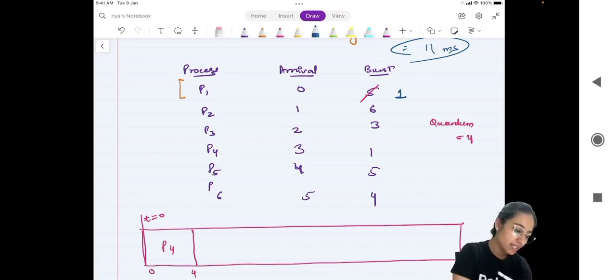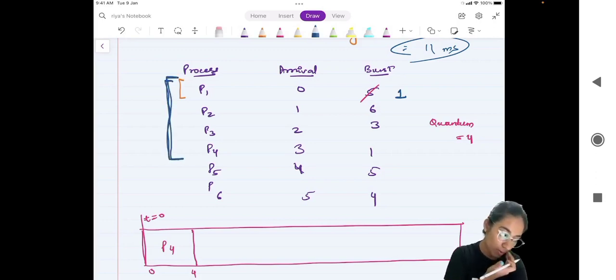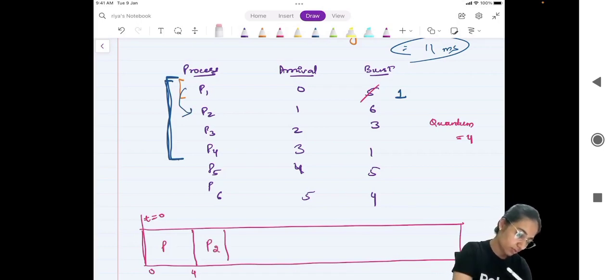Now what happens is, by the time we come to t equal to 4, we have all these processes. Out of all of these processes, you will follow the round robin technique. So the next one is P2, which will basically have the allocation for 4 units. So this is P1, sorry, this is P2, which will again get 4 units, and this is basically left with 2.